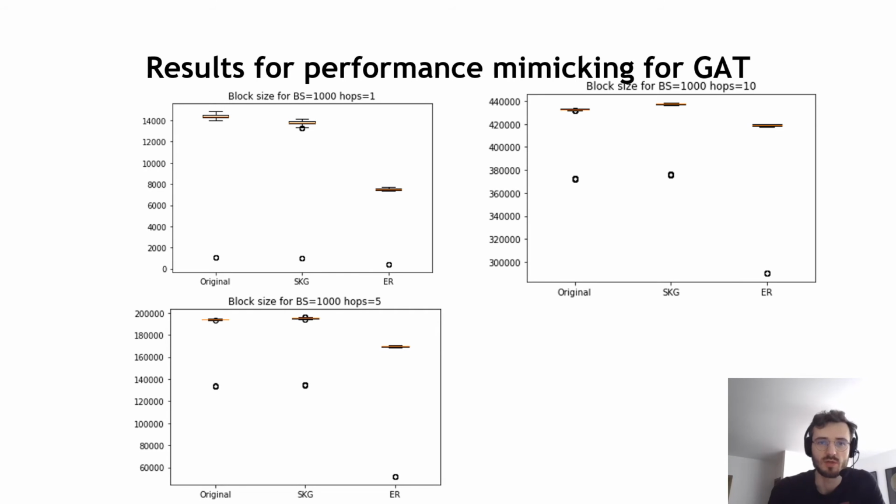We have measured the same GNN, but we trained it on 3 different datasets. The original bipartite graph, the fitted one created as a synthetically generated graph, which is depicted here as SKG, Stochastic Kronecker Graph, and the third one, the random one, which is generated with the Erdős–Rényi model. And that's why there are 3 box plots on each and every plot. Remember, every single point of the distribution that we present is an observation, and this observation is a block size for the particular batch while doing the training.